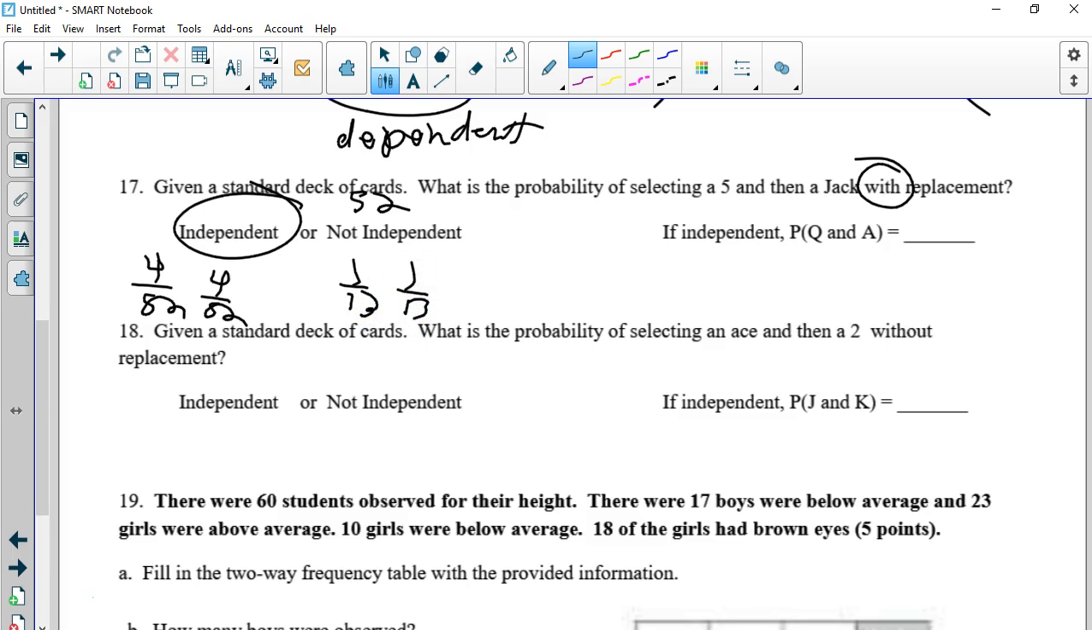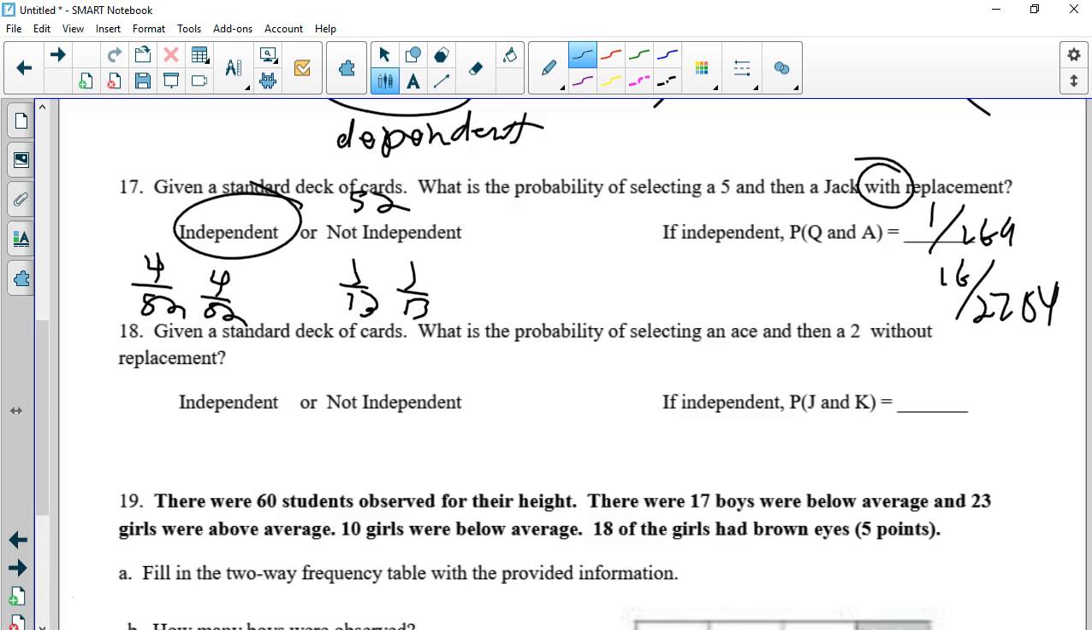We're just going to make it a lot less work. You don't have to reduce anything. And you're going to get a probability of 1 over 169. If you don't reduce, and that's perfectly okay, you would get 16 over 2704. And I would accept either answer. It doesn't have to be reduced, unless the instructions say to put it in simplest form. It doesn't.